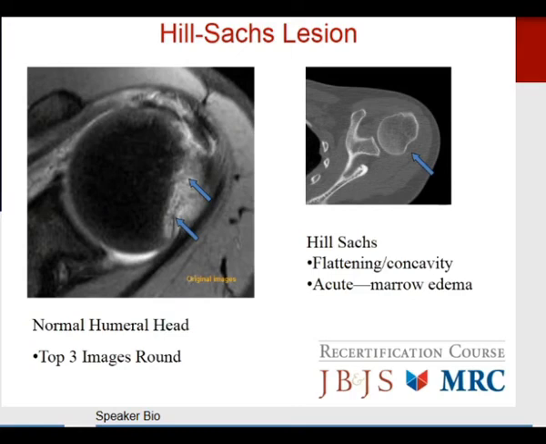So once again, if you're looking through the top couple images of the humeral head, it should be a round structure. If you see flattening or concavity, this indicates a previous anterior subluxation event.